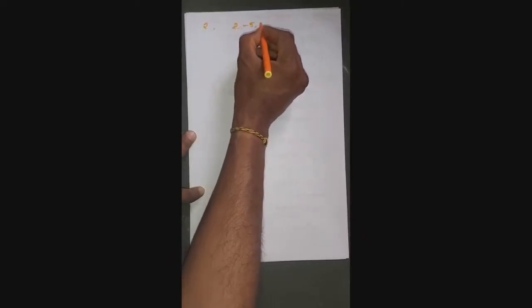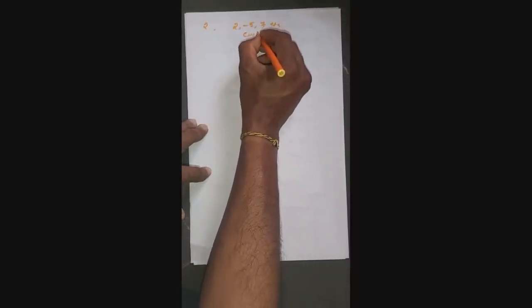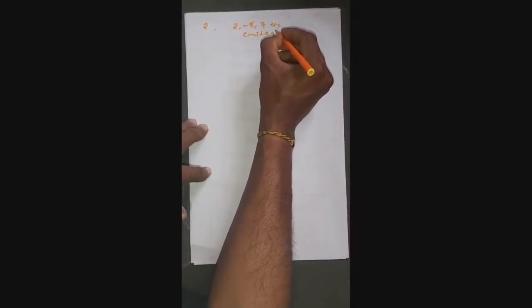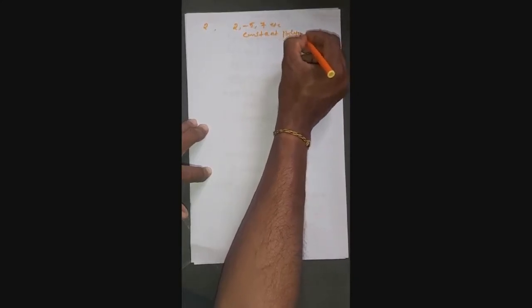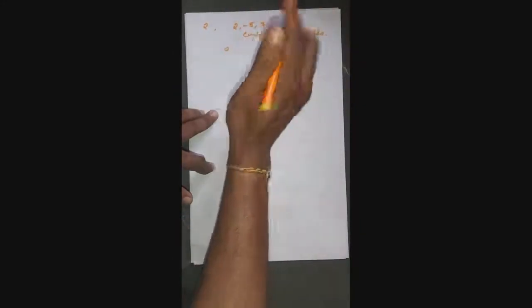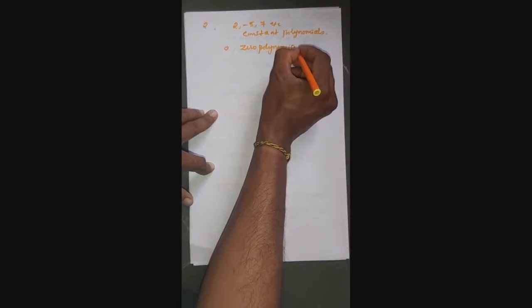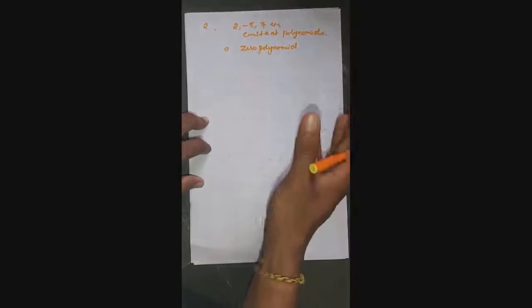And next, see here, 2 is also a polynomial. In fact, for example, 2, minus 5, 7, etc. are examples of constant polynomials. The constant polynomial 0 is called the zero polynomial. Okay, see, this plays a very important role in the collection of polynomials, as you will see in the higher classes.